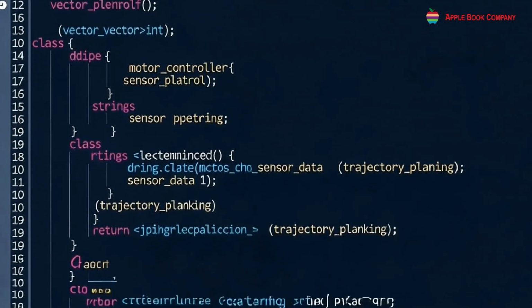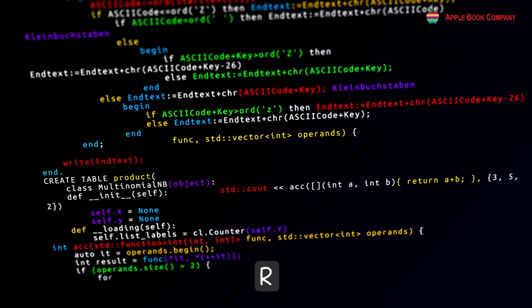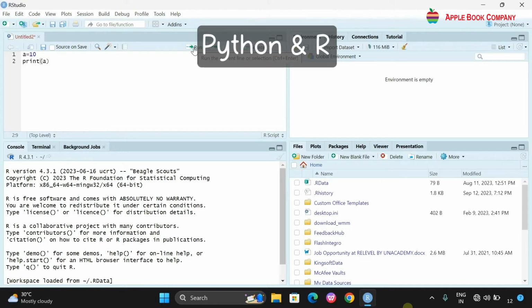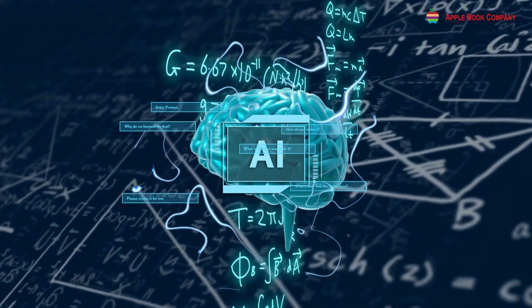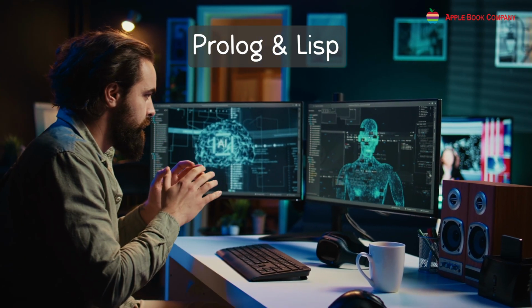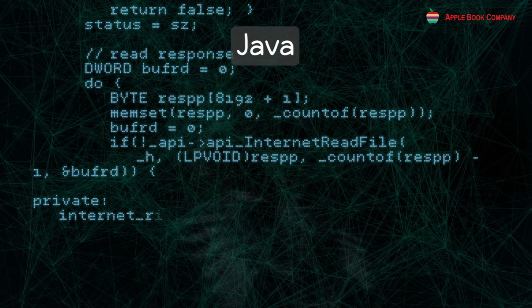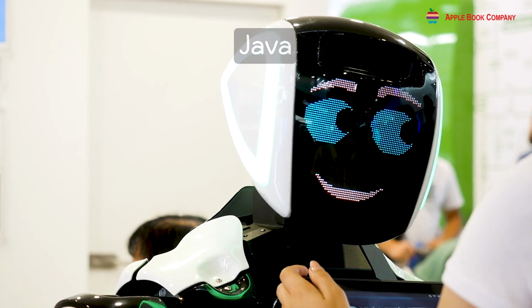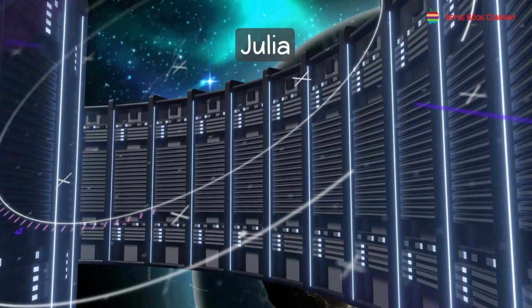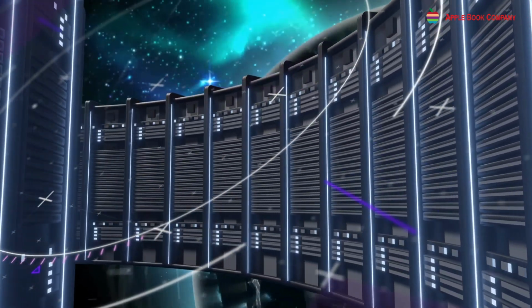Programming languages would be AI-focused and modern, such as Python, R, Prolog, Lisp, Java, and Julia. Python and R are widely used for machine learning and data science applications. Prolog and Lisp are used in artificial intelligence and expert systems. Java is commonly used for enterprise AI applications and robotics. Julia is designed for high performance computing and AI-driven data analysis.